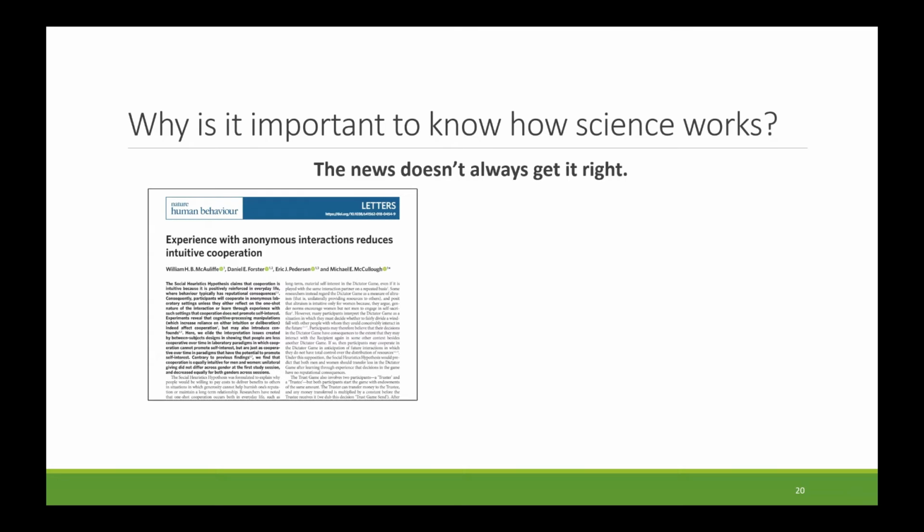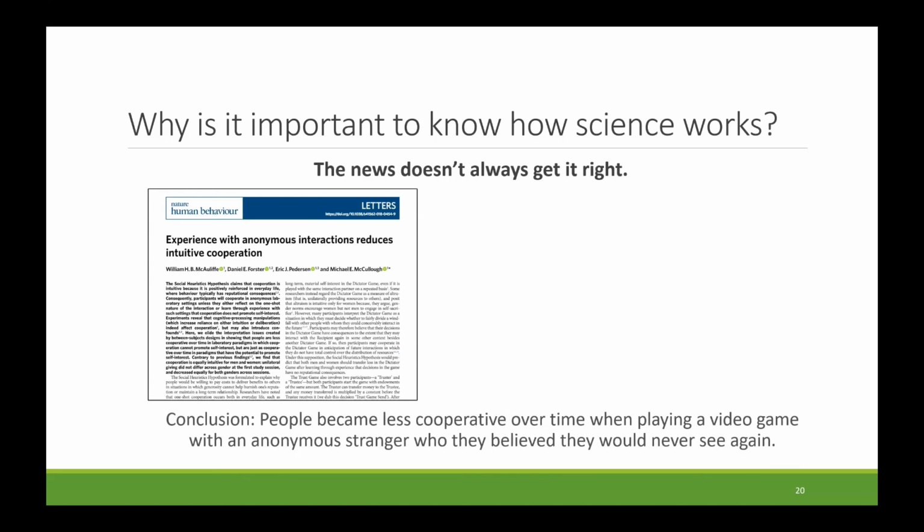So in the study that we see, this screen clipping on the left here, which is entitled Experience with Anonymous Interactions Reduces Intuitive Cooperation, scientists, specifically behavioral psychologists, set up a laboratory experiment where participants were asked to play a video game with an anonymous stranger who was in a separate private room, so a person that they did not know and could not see. And they found that over time, the participants would become less cooperative with each other in the video game, given that they believed that they would never have to interact with that person again.